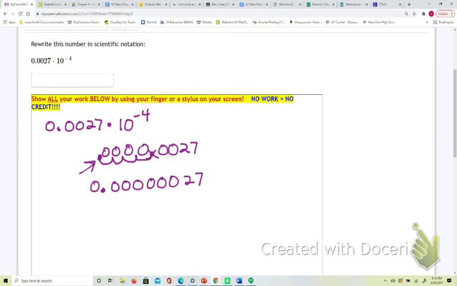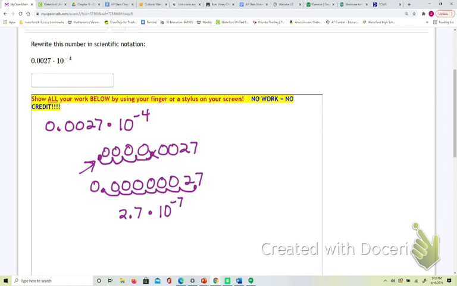Now I have to put it in scientific notation. So I have to move the decimal to make a number between 1 and 9. When you're looking at a really small number, notice that you have all these zeros. You want to move the decimal point until it's after the first number that's not a 0. So I'm going to go 1, 2, 3, 4, 5, 6, 7. So I moved it 7 times. So it's 2.7 times 10 to the negative 7.